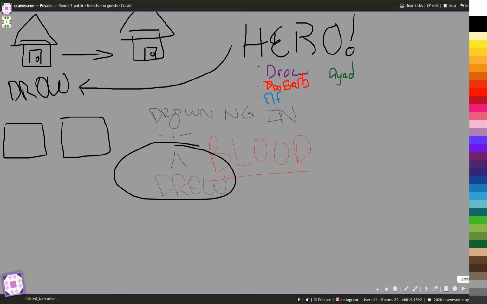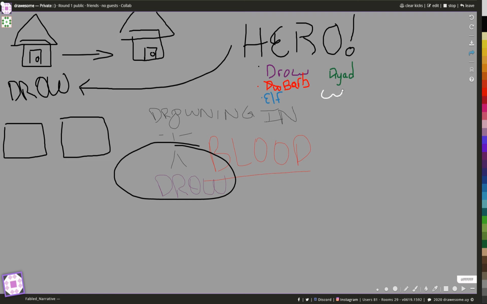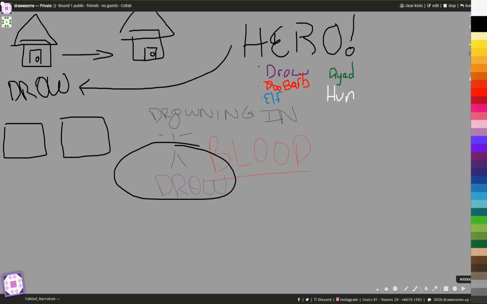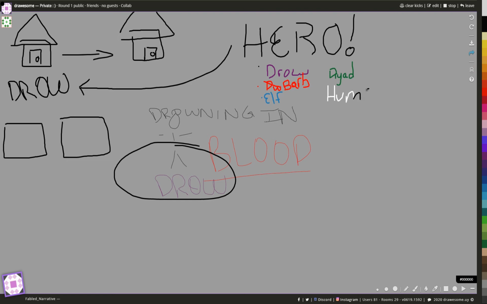Oh, and then you have a human. We're going to make him white because fuck it. Wait, undo. Human. And then right here, I'll make this the rest. Human, black and white. Oh, black and white, yin and yang.